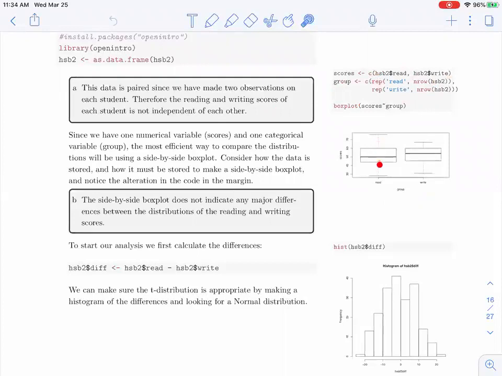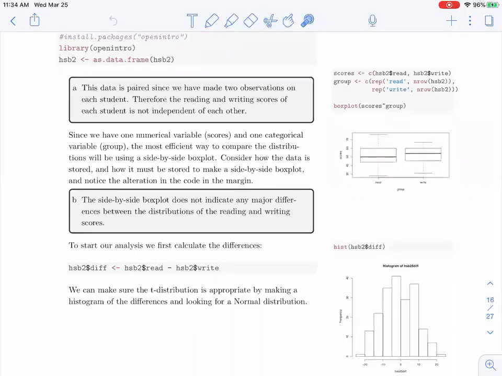The reading scores have a little bit more spread and a slightly lower median than the writing scores. The writing scores have less spread, but a slightly higher median. We'll see what that means in terms of whether there's a difference in the scores or not. Just looking at this, I don't think there's a major difference in these scores. These look very similar overall.